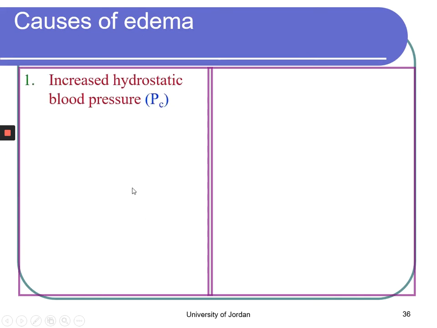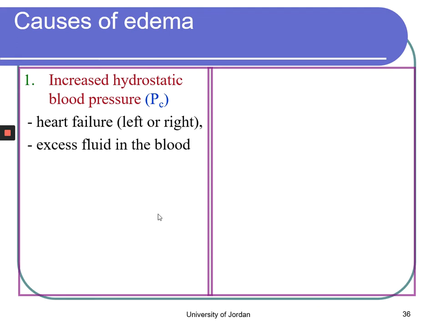The first cause of edema is increase in the hydrostatic pressure. You just remember from that equation, if the hydrostatic pressure of the capillary increases, this will increase the first side, which is filtration. In that case, there is more filtration to the interstitial space, causing collection of fluid in the interstitial space, and this is edema. The causes of this might be heart failure. The heart fails to pump fluid, so there is excess fluid in the blood.